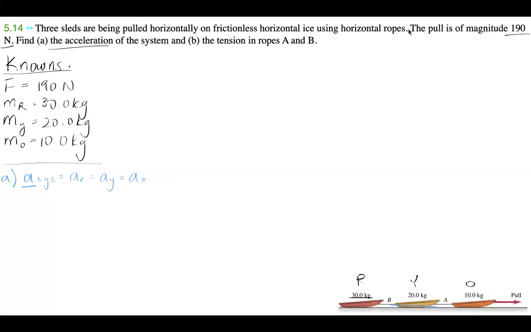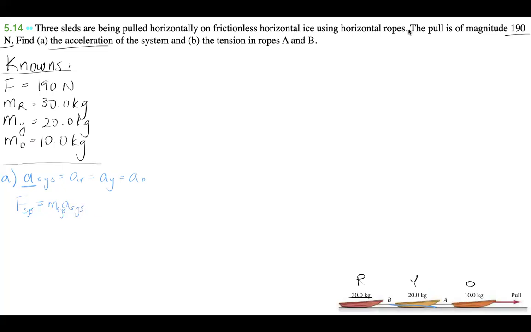Okay, but if we want to find the acceleration of the system, how do we do that? Well, we know that force is equal to mass times acceleration. So the force that we're pulling this system with, divided by the mass of the system, is going to be the acceleration of the system, right? So I'm going to write a subscript sys, sys, and then sys.